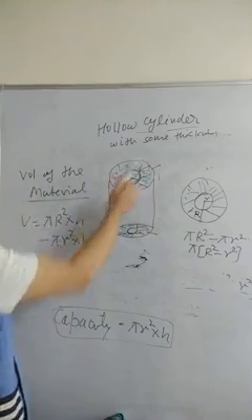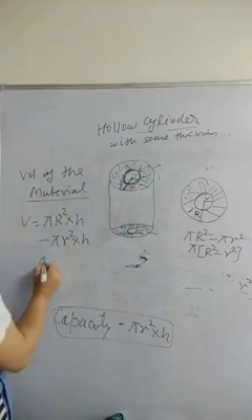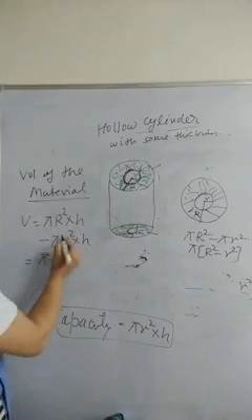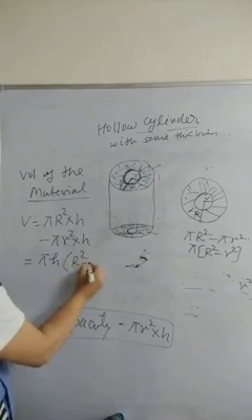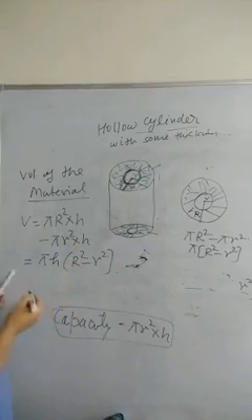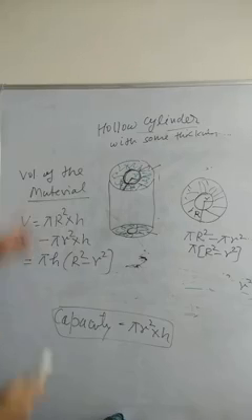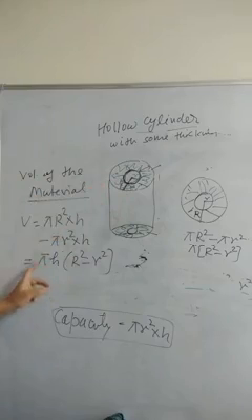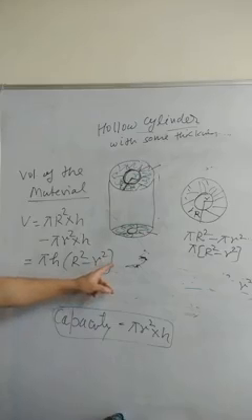Got it? So you can take pi into h common, right? So what is left here? R square minus small r square. So this will give you the volume of the material of which this cylinder is made up of, right? So that is how much? Pi h (capital R square minus small r square), right?